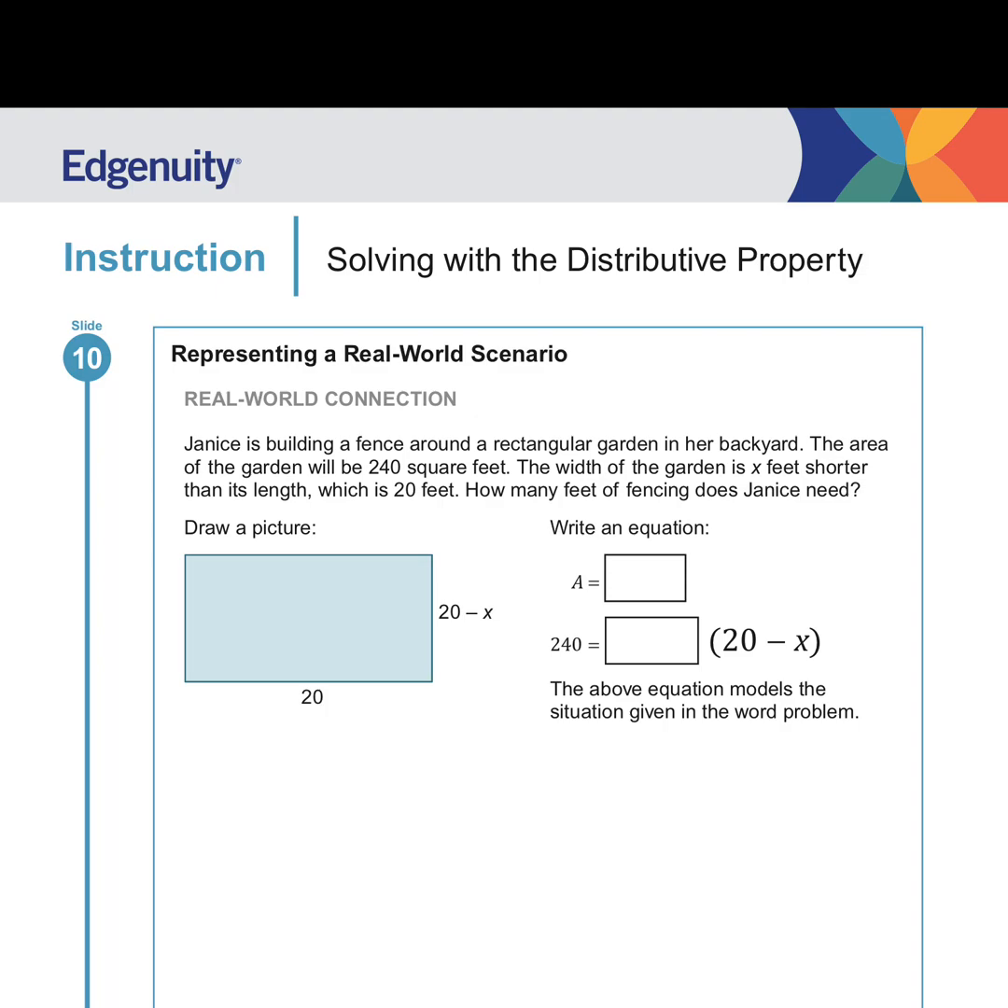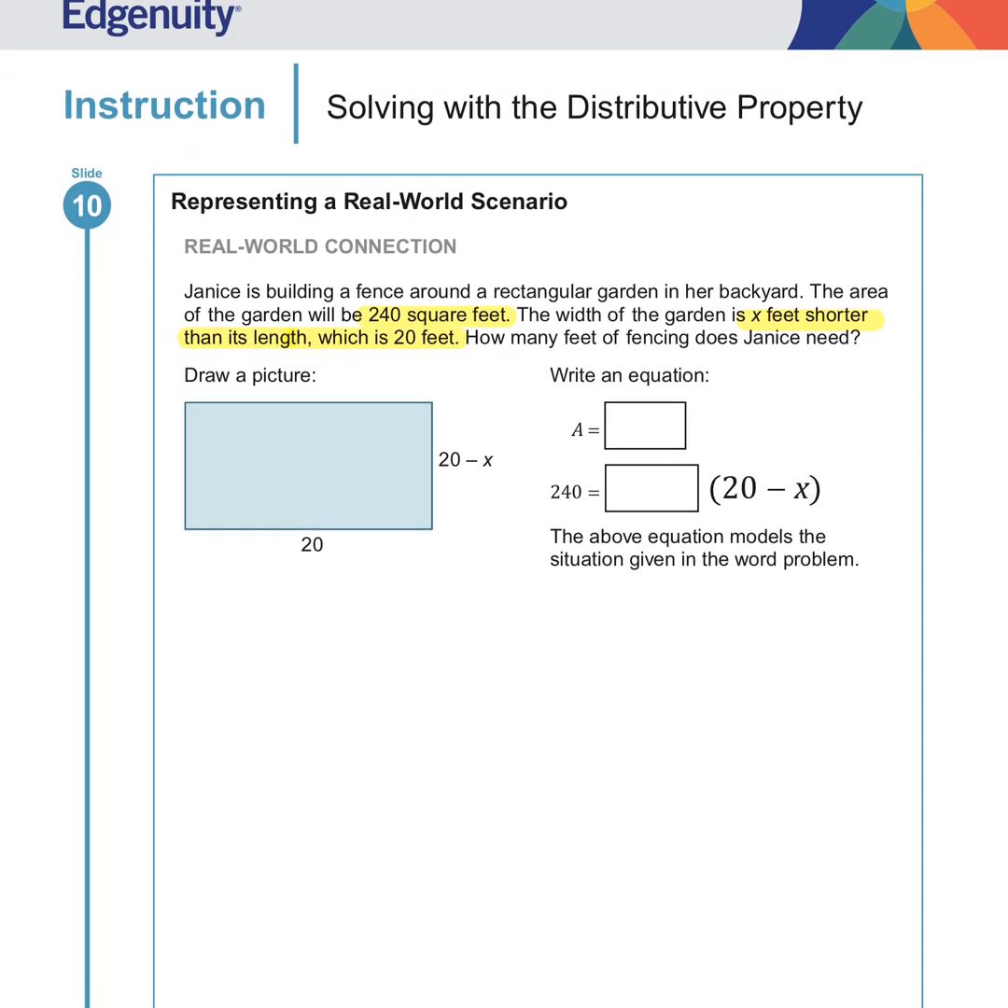So the next one, we have a real world scenario. I'm going to go ahead and grab my highlighter so I can make note of any numbers that we see. It says, Janice is building a fence around a rectangular garden in her backyard. The area of the garden will be 240 square feet. The width of the garden is x feet shorter than its length, which is 20 feet. How many feet of fencing does Janice need? This one has a picture. It drew the picture for me. I don't really need the picture.